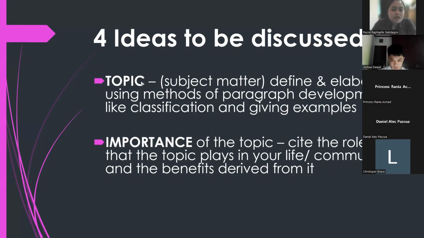Okay? So what are again the 4 ideas to be discussed in the introduction? Syempre your topic, your subject matter, or your problem at hand. Okay? You have to clearly explain and elaborate your problem. Okay? And then the importance of the topic. So you also have to cite the role of your topic in the community or in the society and what benefit can we get from that.